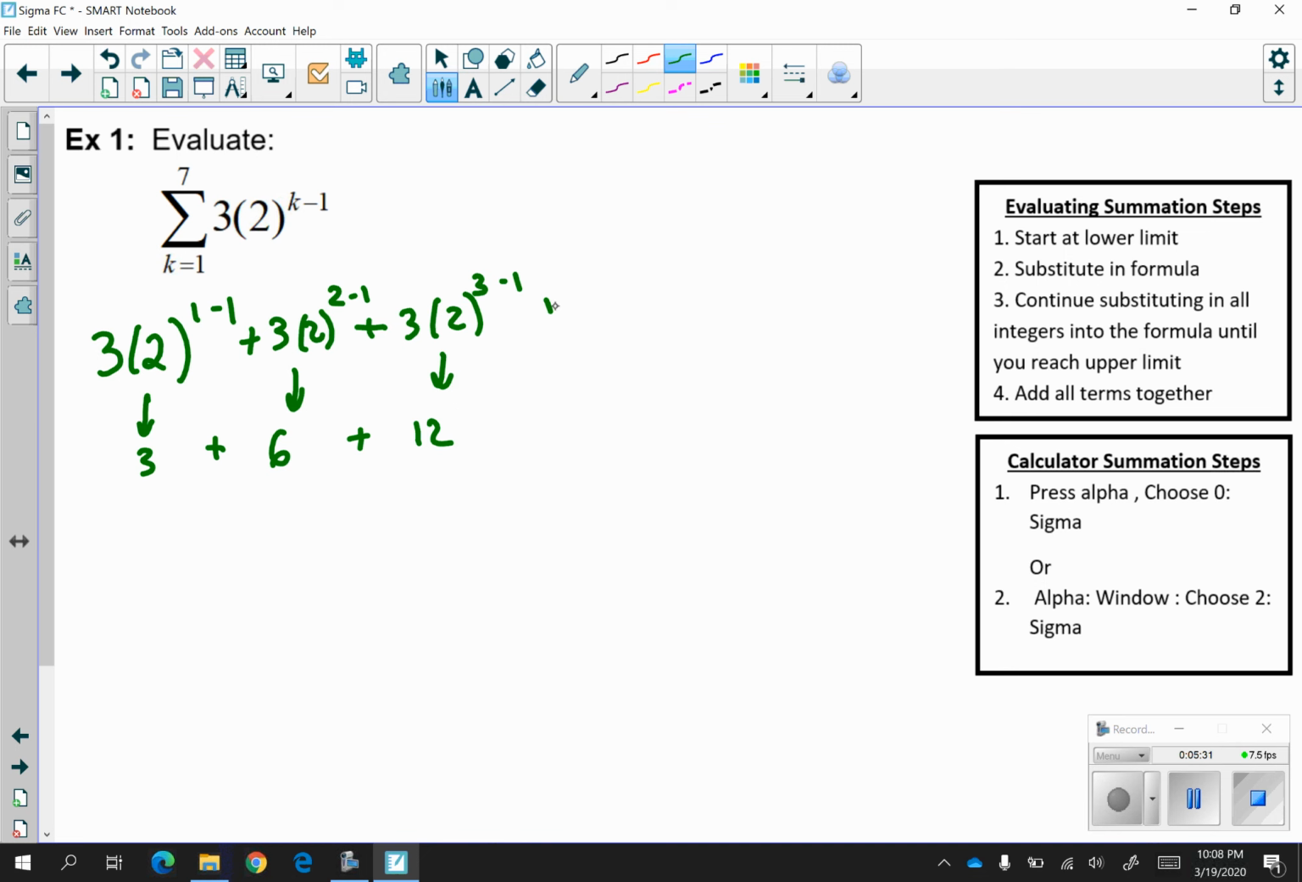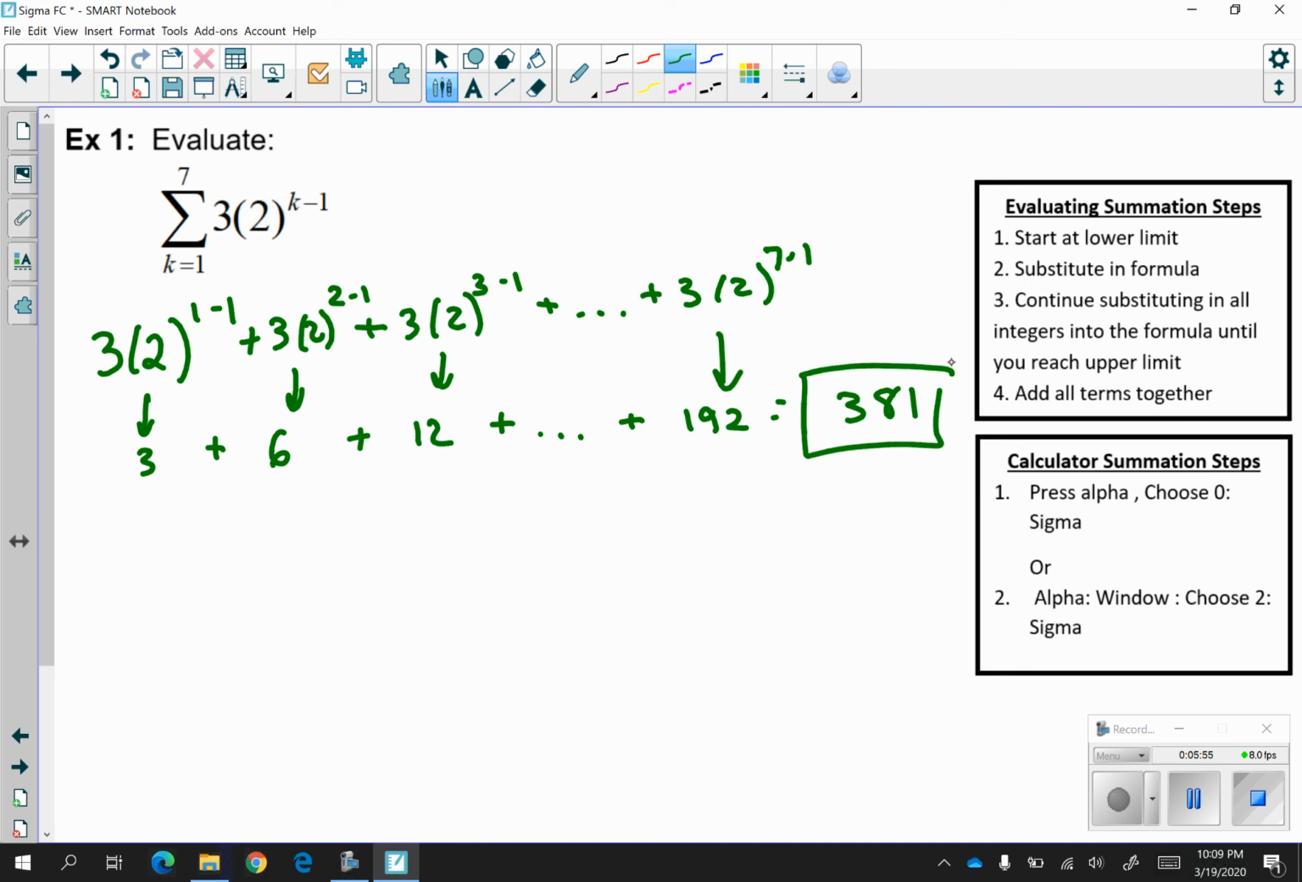And you're going to keep on doing this 7 times until you get to 7. So that's going to be 3 times 2 to the 7 minus 1, which would be 192. I swear if you were to do this 7 times, you would get 381. I don't want to do this 7 times because it is very tedious. And the good news is that on the regions, you can use the calculator to actually evaluate it. You don't have to expand it like this and do it all by hand because this is annoying. So let's talk about how to use your calculator to get this done.